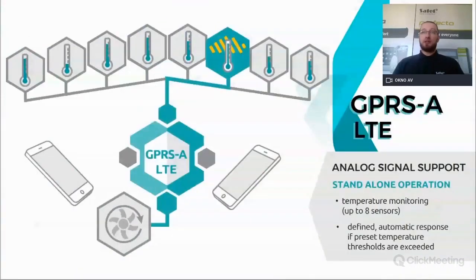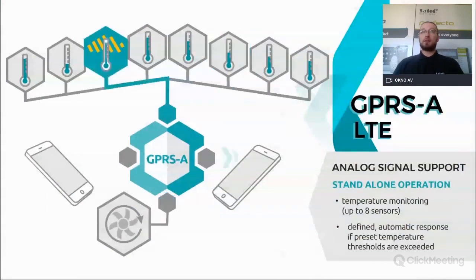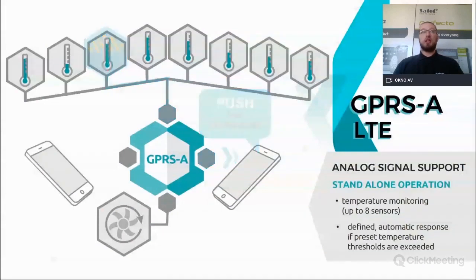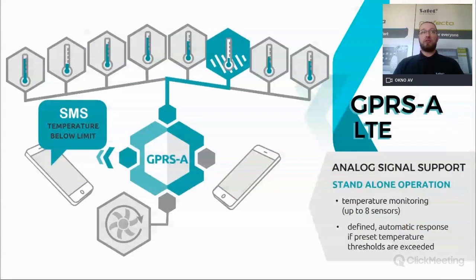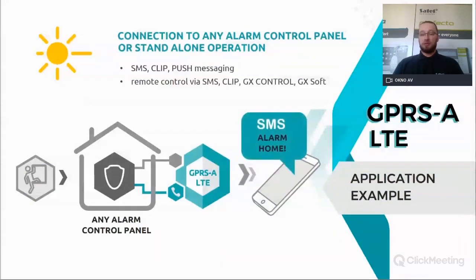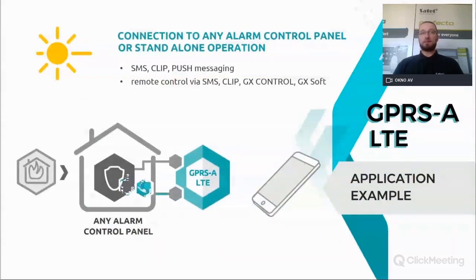Of course, you can use analog signal support. So you can use, again, many different solutions, like the speed of a fan or any other solution that you want, and then send this information back to the panel. So control whatever you want.